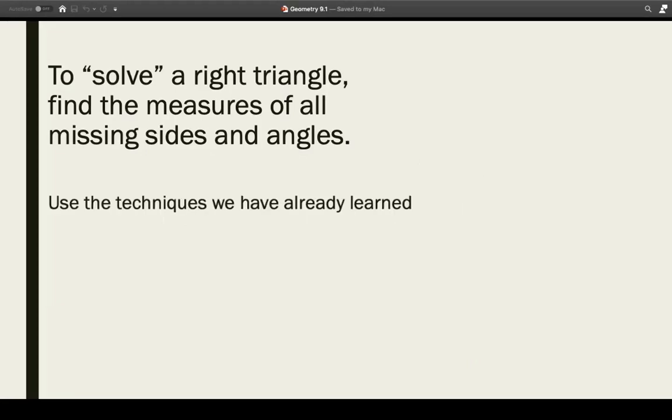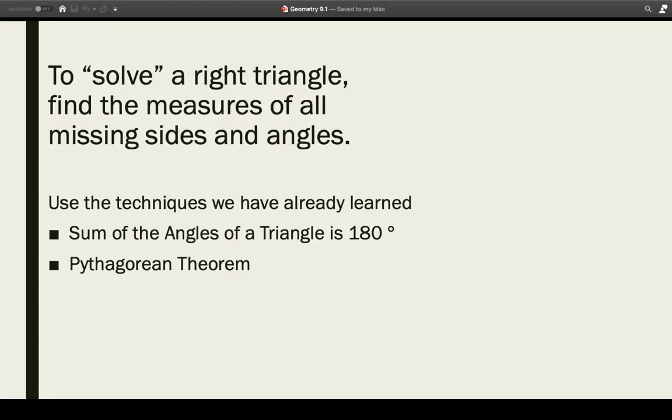Here are the things that we've already learned that can help us do that. First of all, we know that the angles of a triangle add up to 180. We learned the Pythagorean theorem, a squared plus b squared equals c squared. We learned our trig functions, sine, cosine, and tangent, that help us find the sides of a right triangle, and the inverse trig functions that help us find the angles of a right triangle.